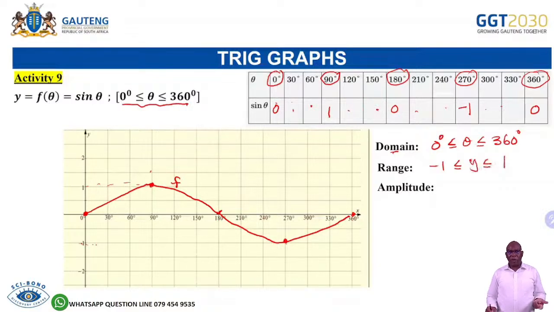Now there's a difference between the range and the amplitude. With the amplitude, it is the equal distance there. So remember, it's the top minus the bottom, divided by 2. So the top is 1 minus the negative 1, so it will be 1 plus 1, which is 2. 2 divided by 2 is 1, so our amplitude will be 1. So you must check the difference between the amplitude and the range. I've put these two together so that we don't confuse the two.